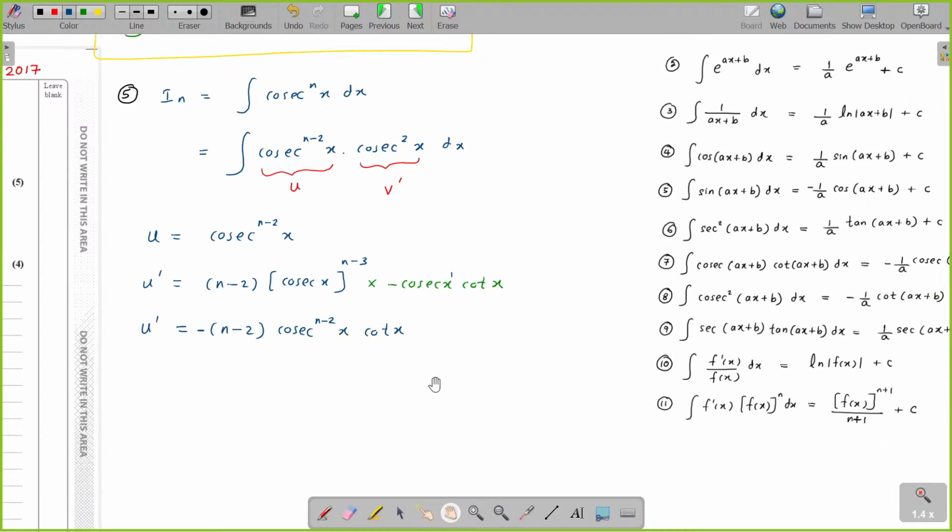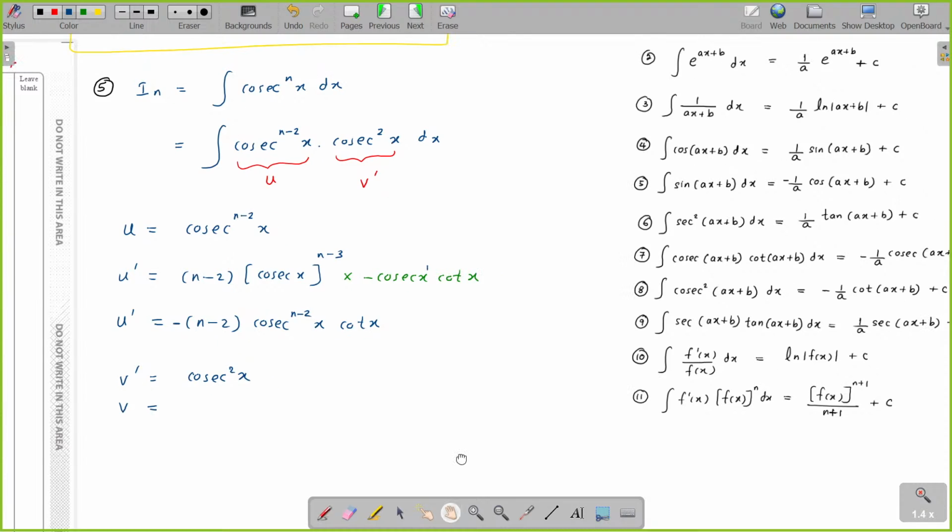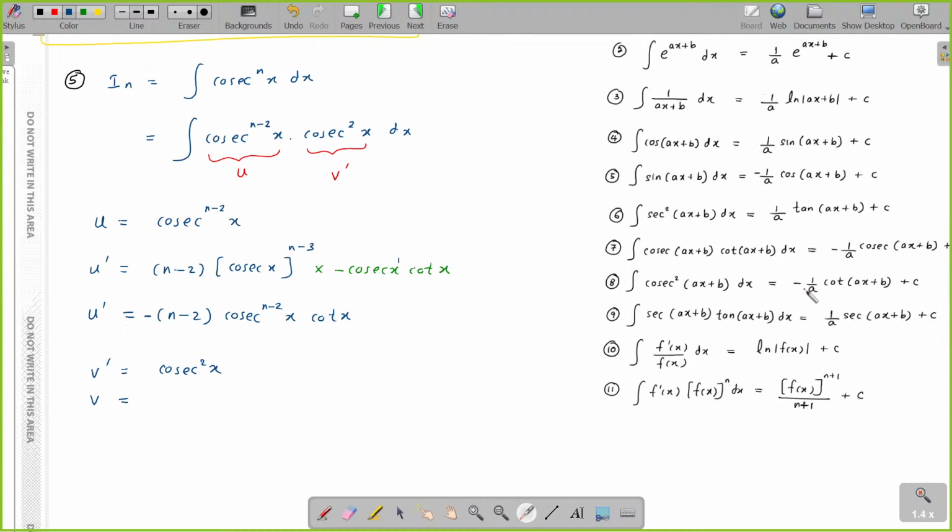Okay? So that is u dash, and now let's go for v dash. So v dash to v. V dash is cosec square x. To get v from v dash, what do we do? We integrate. So can I know what is the v? Cosec square integration is minus cot x, because I don't have a value over here. It's simply cosec square x, so it's going to be minus cot x. Are you with me?